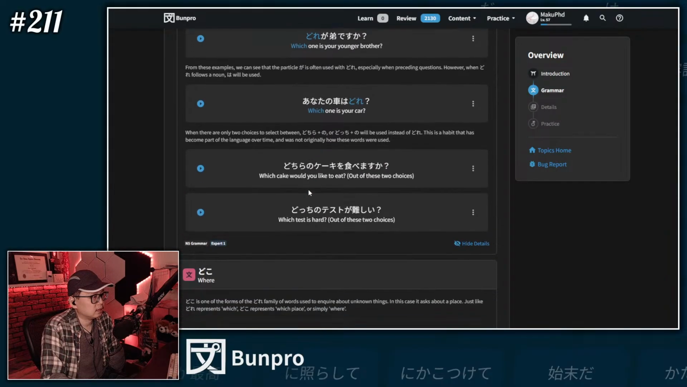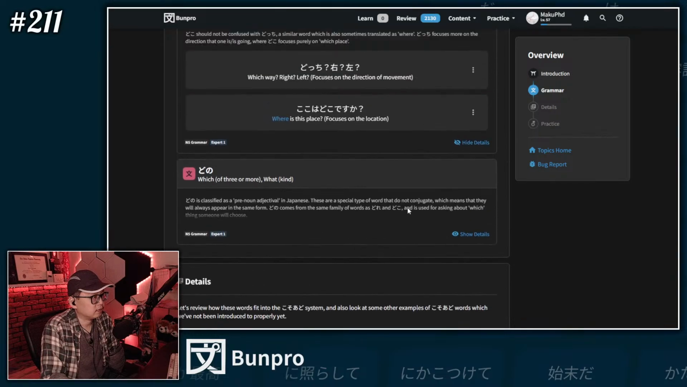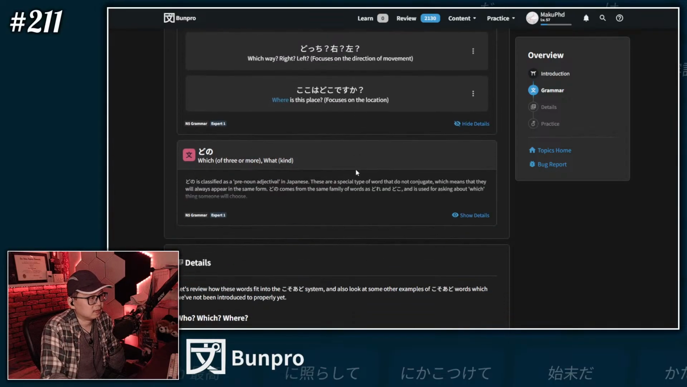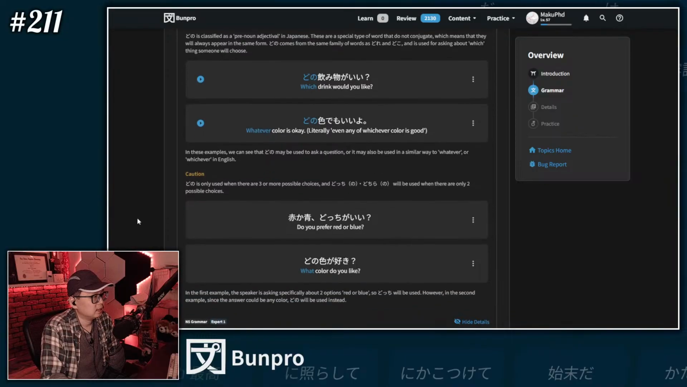So, doko should be self-explanatory. Caution. Doko should not be confused with dochi, a similar where, which is also sometimes translated as where. Dochi focuses on the direction that one is going, dochira, right? There are others at some point. Dono is only used when there are 3 or more possible choices, right? And then we have dochira, which is between 2.